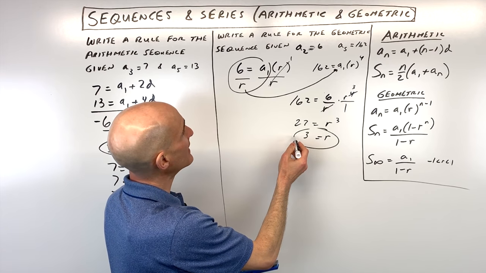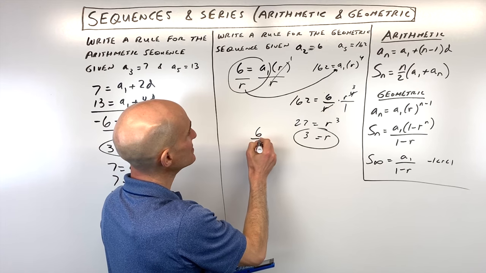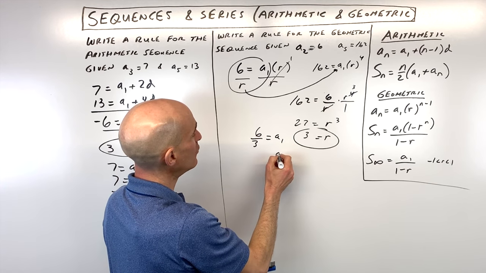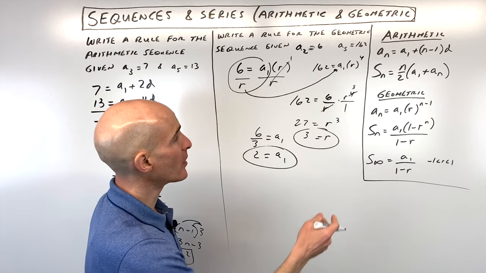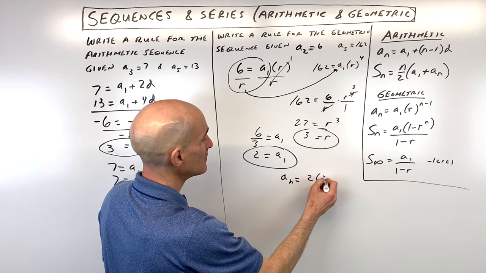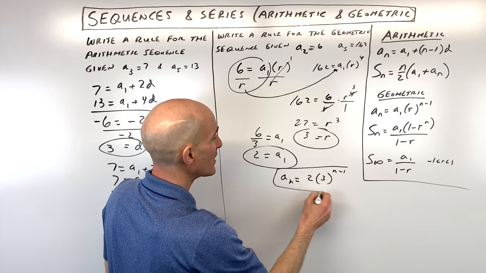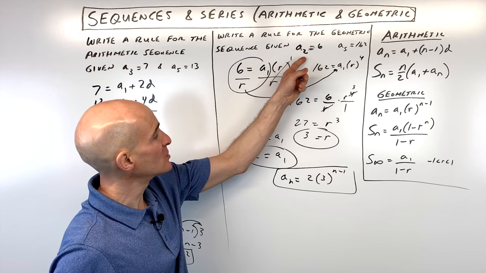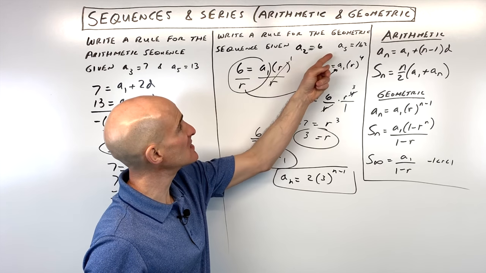Now if we put 3 back in to either one of these equations, I'm going to put it over here. We have 6 divided by 3 equals a sub 1. A sub 1 equals 2. So we have the first term and the ratio. We can write our rule or our formula for any term in the geometric sequence. And if you want to check it out, you can always plug in 2, for example. 2 minus 1 is 1, 3 to the first is 3, times 2 gives you 6, and same thing with the next term.